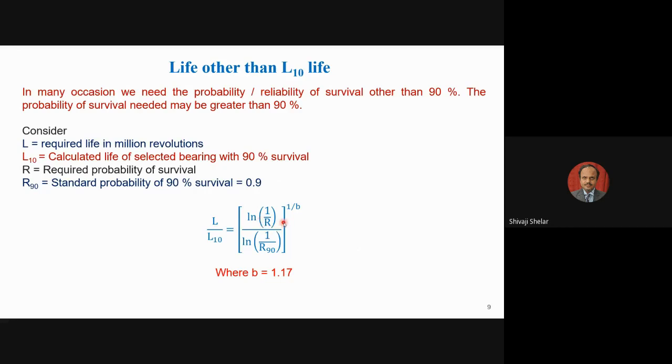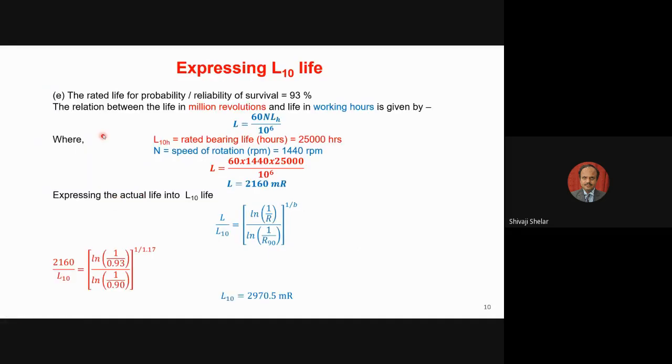Okay. So let's check using this formula whether we can attain that 93% probability here or not. In the next slide, I have demonstrated this for the selected bearing. We now require the L10 life for 93% reliability. So for my rated life, I want a probability of survival of 93%. The relation between the life in million revolutions and working hours is to be used. Here, instead of L10 it is normal L now, and instead of L10H it will be normal LH. So 60 N LH upon 10 raised to 6.